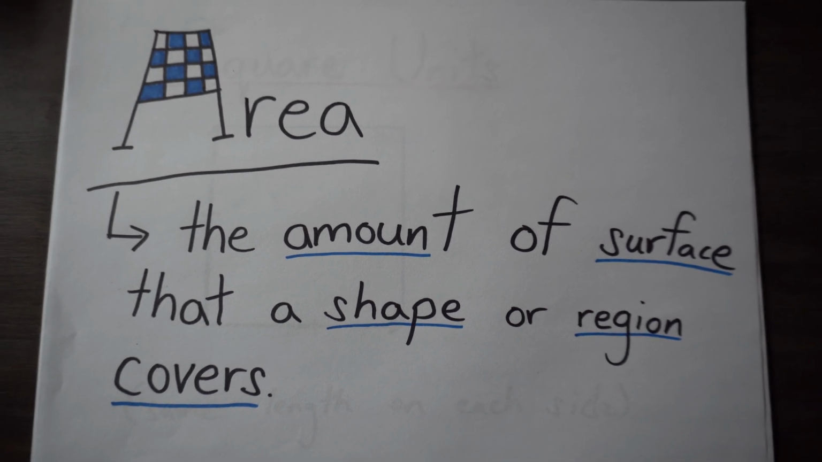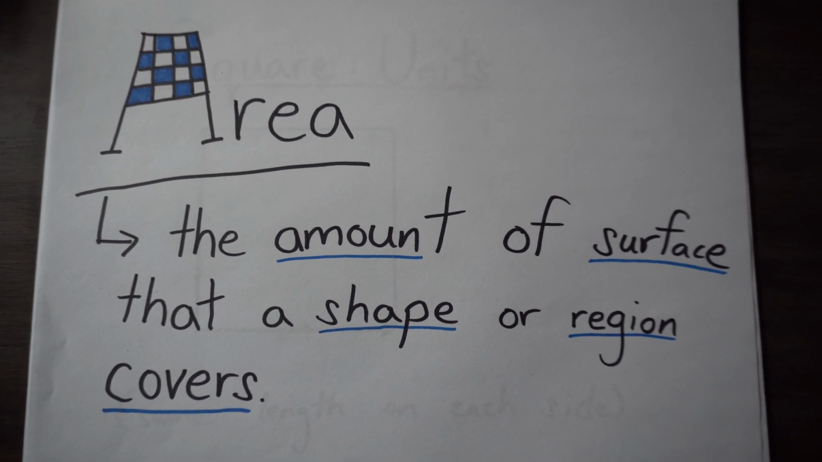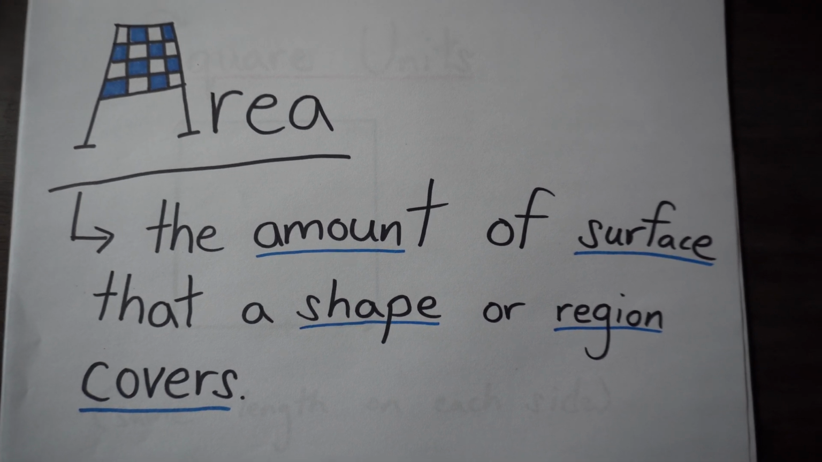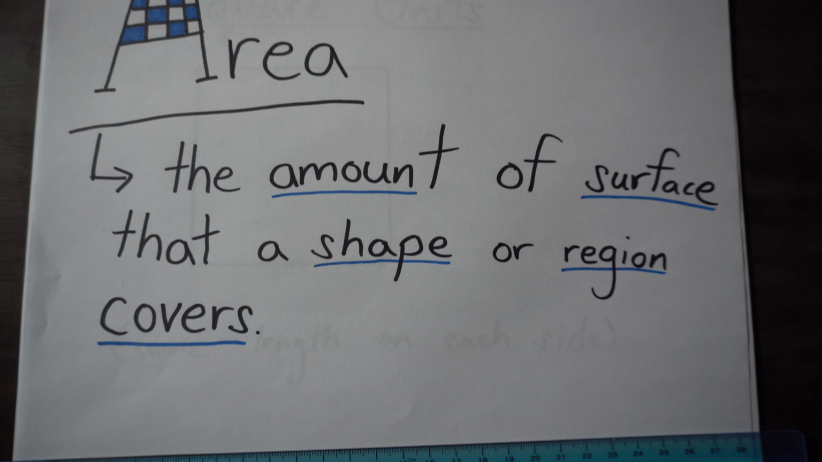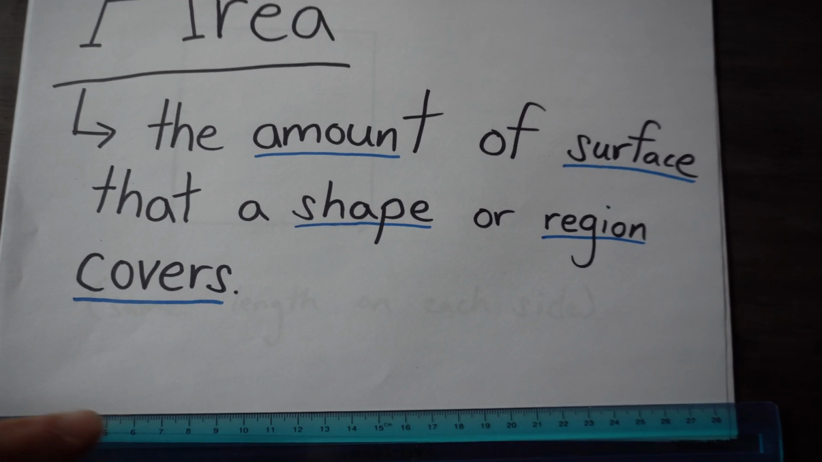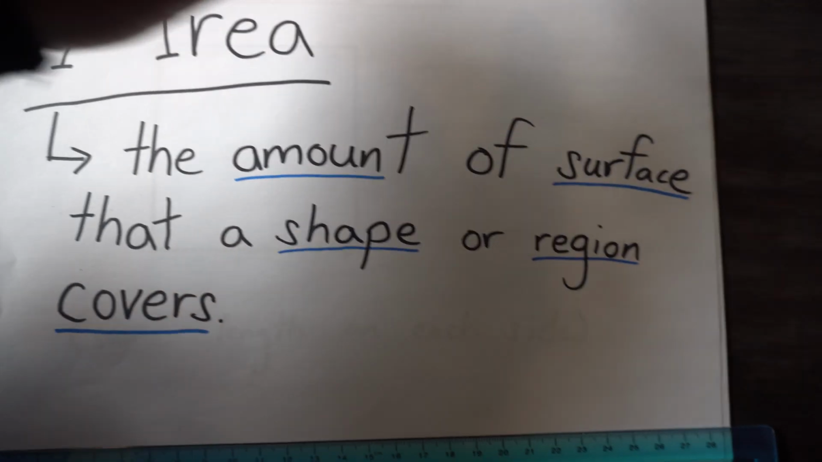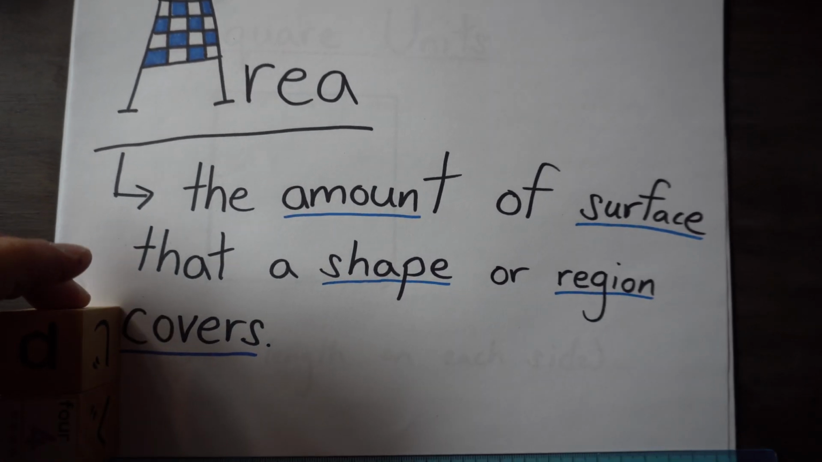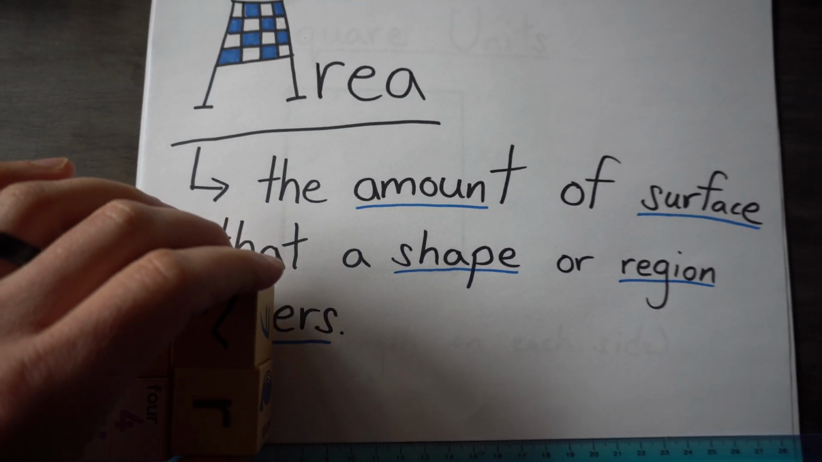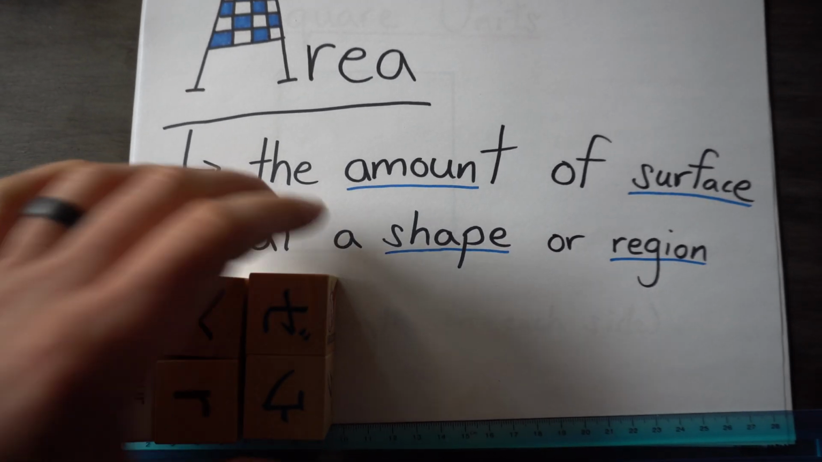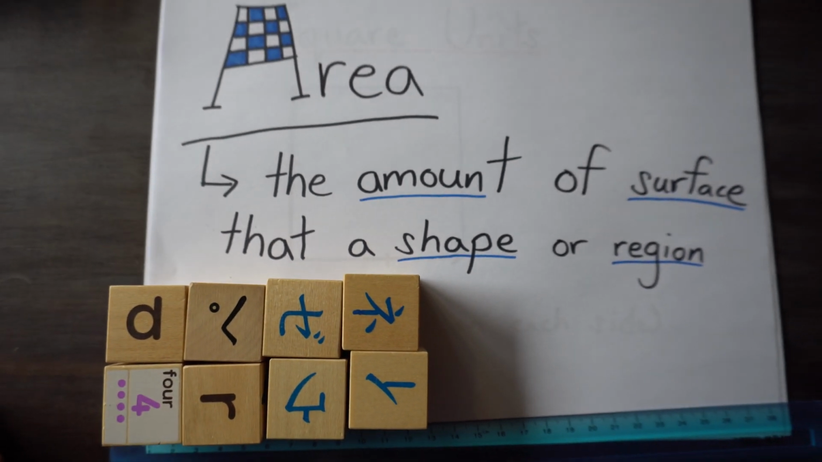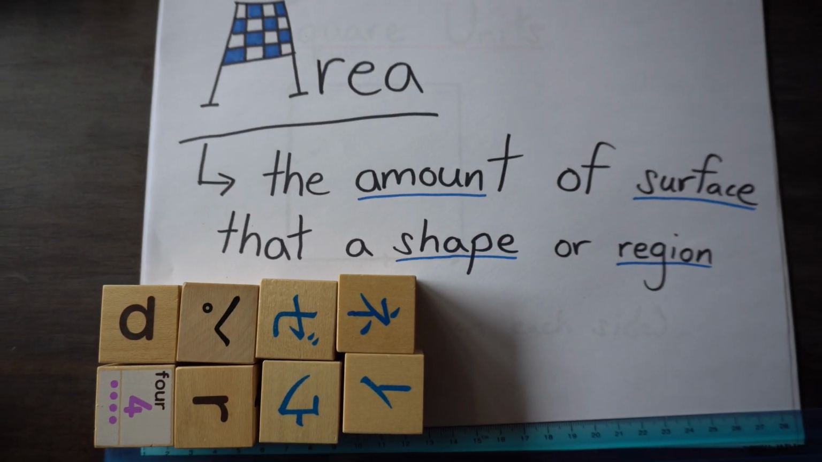Alright, so today we're talking about area. Area is the amount of surface that a shape or a region covers. Last time, with perimeter, we were talking about going around a shape. Today we're talking about how many squares of a given unit it would take to cover up that shape. In this case, Japanese blocks.